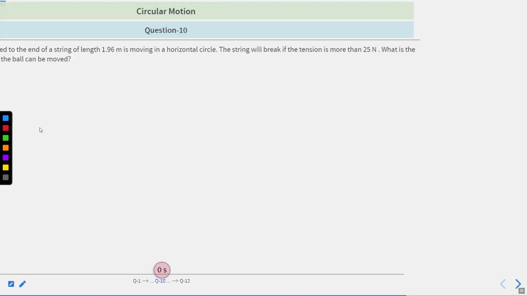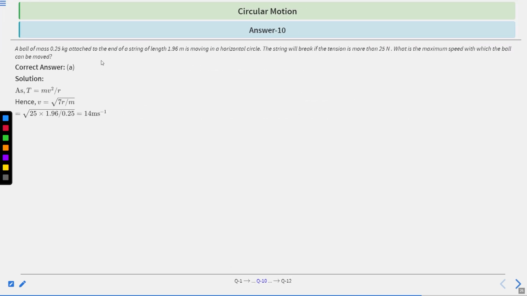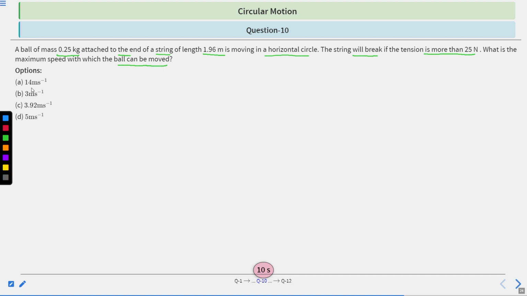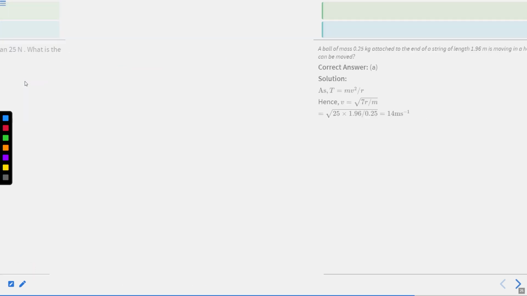Let's find a solution. T equal to mv square by r. This is the formula we know. Hence v equal to under root T r divided by m. Putting the r and m values, you will get 14 meter per second. So the correct answer is 14 meter per second. This is a formula based question. Next question.